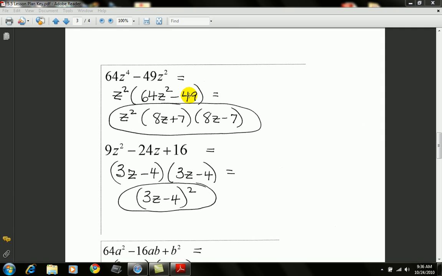64z squared minus 49 is the difference of two perfect squares. 8z in the front, and in the back we have a positive 7 and a negative 7. So what I'm pointing to right here is the final answer, factored completely.